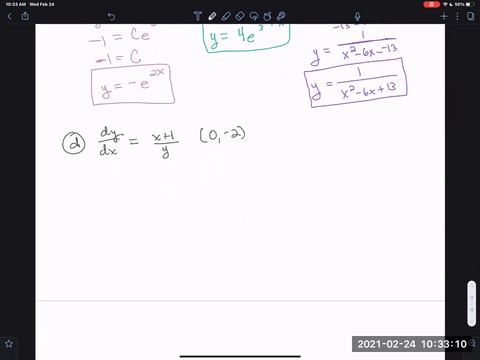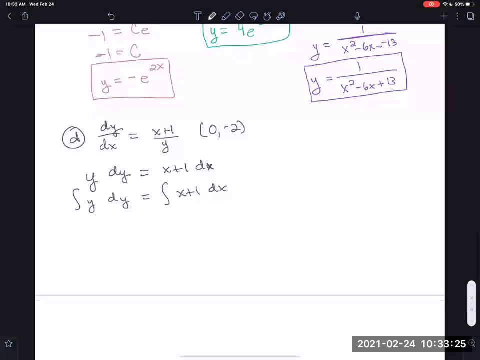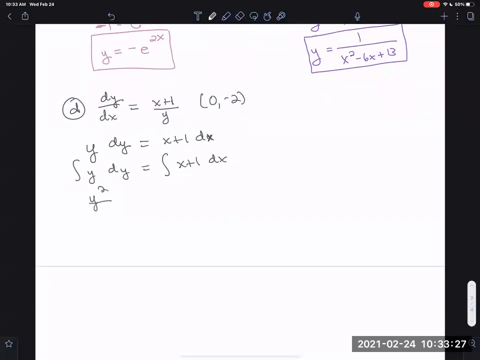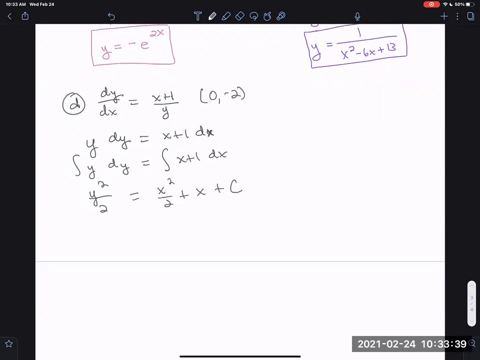So moving things around, y dy equals (x plus 1) dx. Antiderivative of both sides gives us y squared over 2 equals x squared over 2 plus x plus c. So I've got that divided by 2 thing going on.